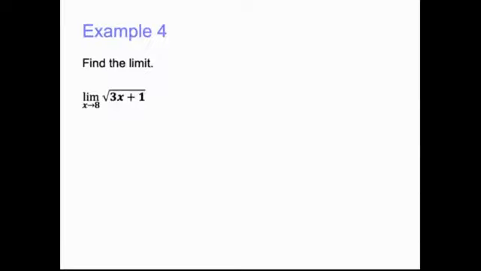In example 4, we're asked to find the limit as x approaches 8 of the square root of 3x plus 1. So that's just going to equal the square root of 3 times 8 plus 1, which is the square root of 25, which equals 5.